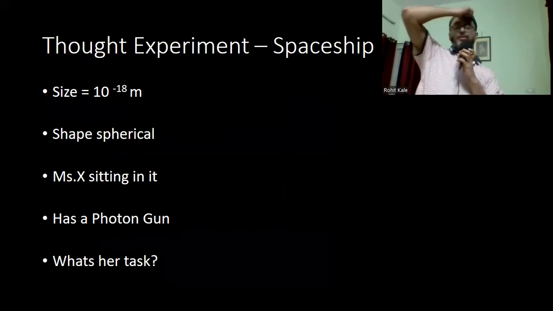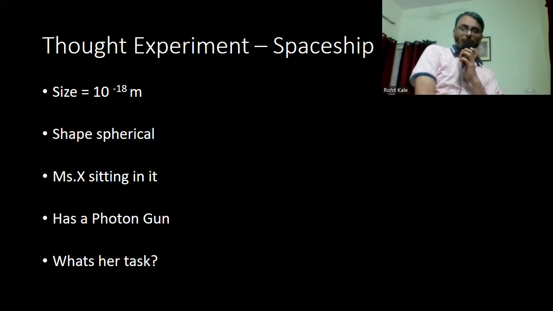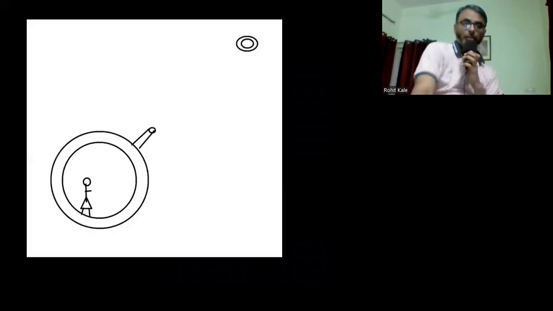We'll imagine a spaceship which is 10 to the power minus 18 meters. So it's a very small spaceship. It's an electron-sized spaceship. Basically, it's the electron itself, and it's spherical in shape. Miss Alexandria is sitting in it, and she has a photon gun, and her task is to send a photon to the other electron. The other electron is far away, so she has to aim at the other electron.